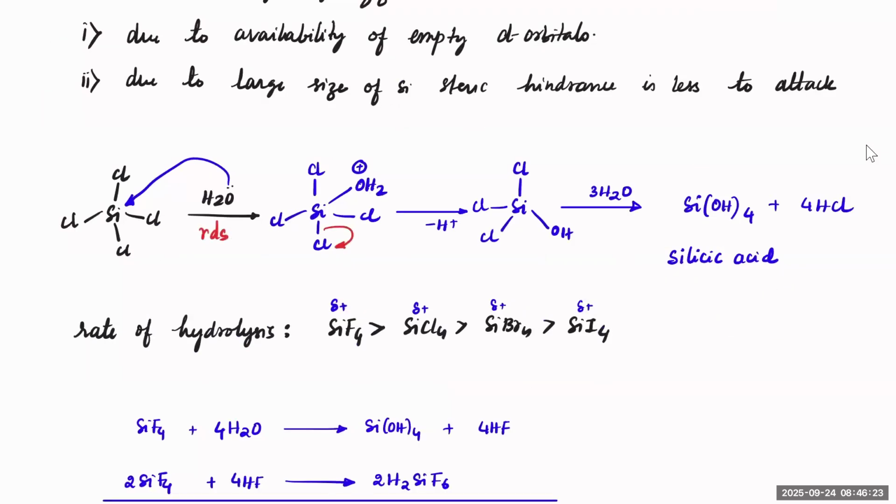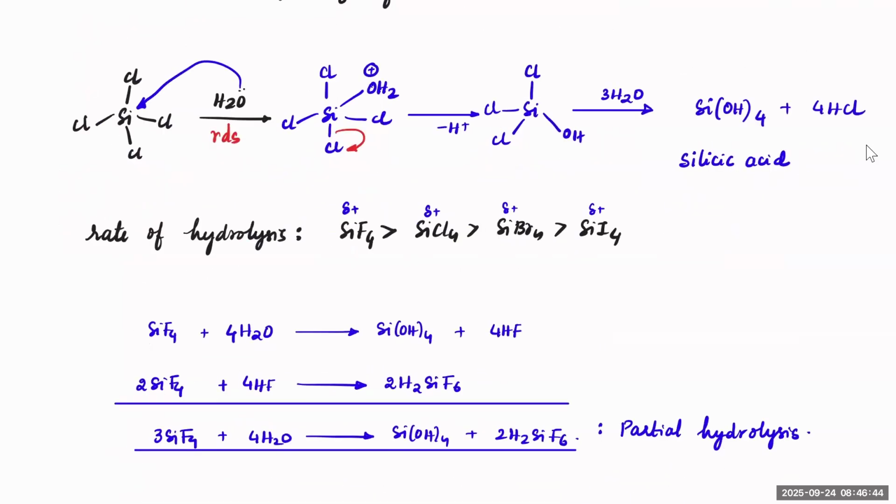One by one, the chlorines are replaced, and Si(OH)4 is what we call silicic acid. Just like how we have boric acid as B(OH)3, silicon gives Si(OH)4, that is silicic acid. Now, in this case, the rate of hydrolysis will be different.